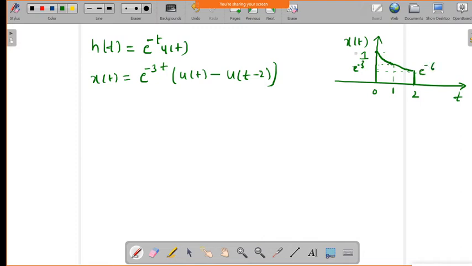So this is your x of t, and you know h of t, again it is a decaying signal, which is decaying from 0 to infinite value, that is t exists between 0 to infinite value.